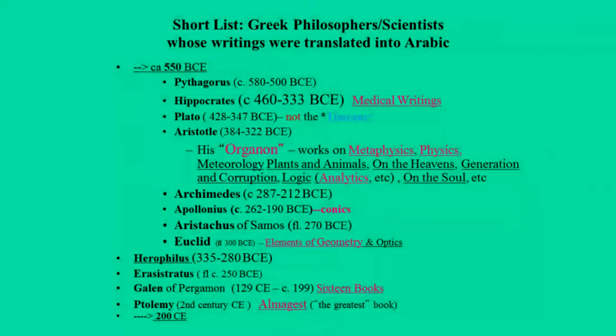Now, Galen of Pergamon had 16 books on anatomy and medicine. Again, nothing equaled that until the 17th century, and that was only when, under the work of Europeans, Vesalius superseded it. And then finally, Ptolemy's great book, the Almagest, that means the greatest book, and Almagest is the Arabic way they titled that book.